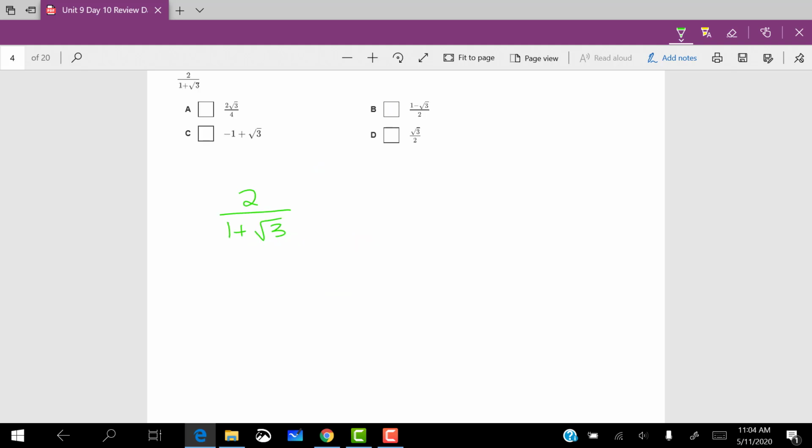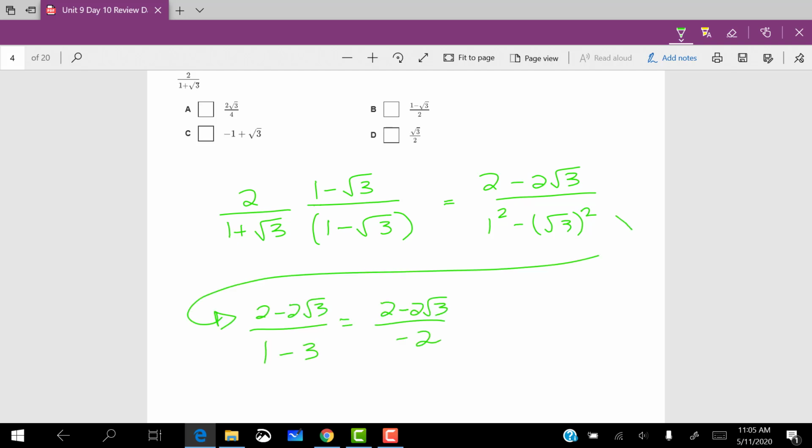So when we want to rationalize here, we want to multiply by the conjugate. So remember, the reason why we do that is because it gets rid of our square root in the denominator, called rationalizing the denominator. So here I'm going to end with 1 squared minus the square root of 3 squared. And on the top, 2 minus 2 root 3. So when we simplify further, this denominator just becomes negative 2. Now I can simplify one more step because everything is divisible by 2.